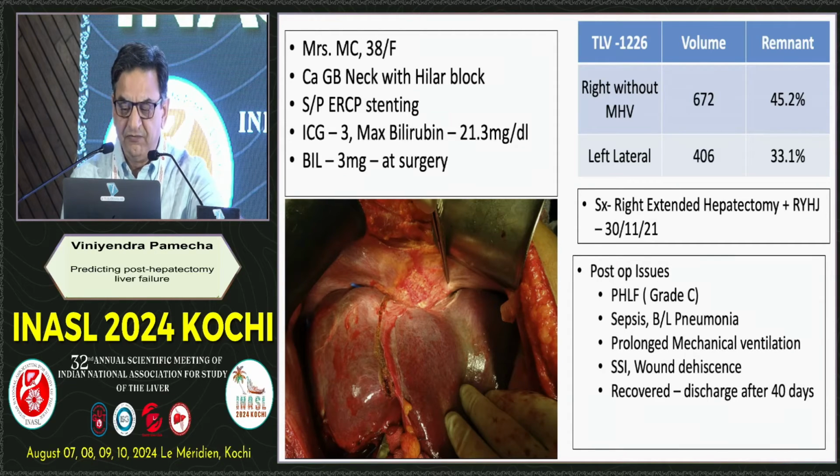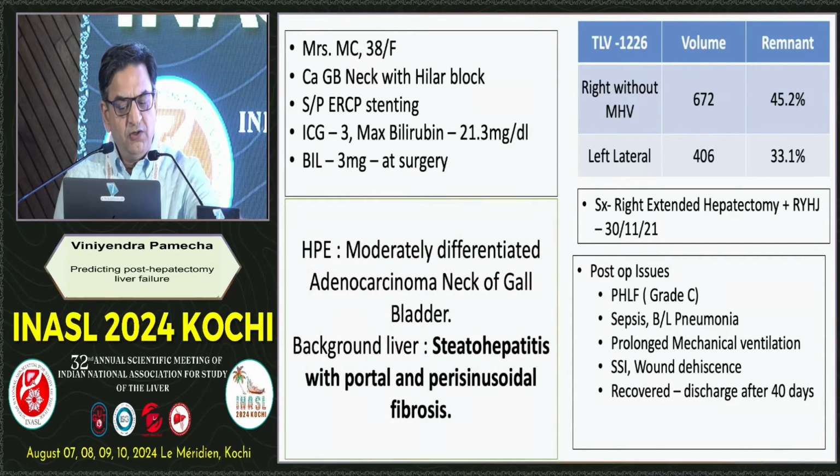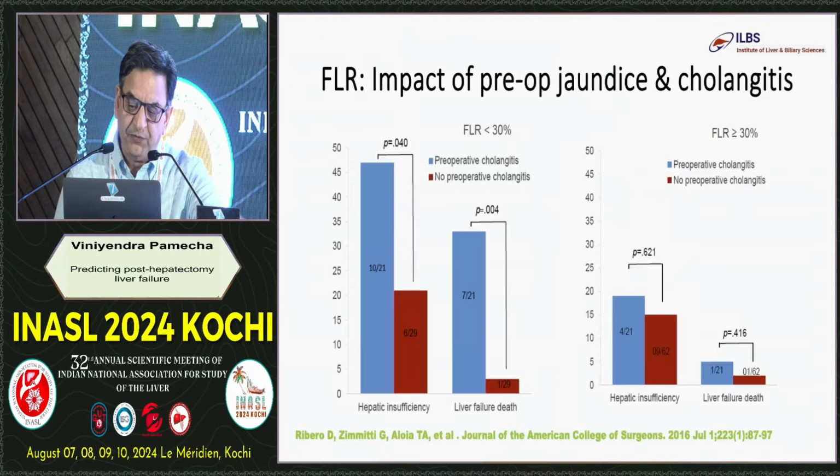Postoperatively, she did have liver failure, grade C, with sepsis, bilateral pneumonia, and prolonged mechanical ventilation. She had a wound dehiscence, but ultimately she recovered and was discharged on day 14. Her non-tumor liver biopsy showed steatohepatitis with portal and perisinusoidal fibrosis as well. So this again just shows that you need to evaluate properly. One would have thought a young patient with a good remnant will sail through this operation, but that's not the case. You have to take every individual patient accordingly and evaluate them properly.